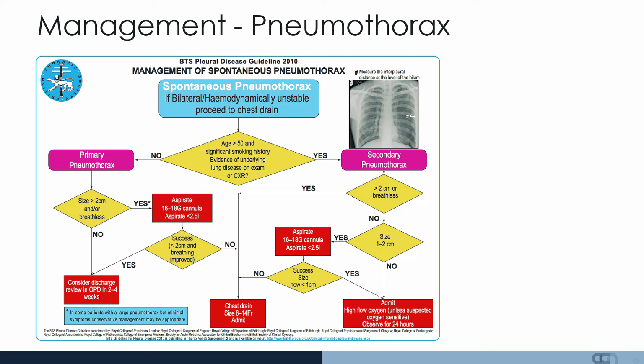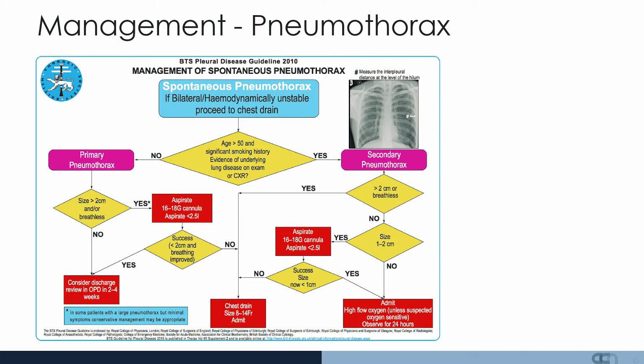In patients with a primary pneumothorax, the size is determined, and if the size is greater than 2 centimeters or the patient is breathless, they should undergo needle aspiration using a 16 to 18 gauge cannula, aiming to aspirate less than 2.5 liters. If the aspiration is successful and subsequently the pneumothorax is less than 2 centimeters and the breathing has improved, the patient can be discharged and reviewed in an outpatient setting in 2 to 4 weeks.